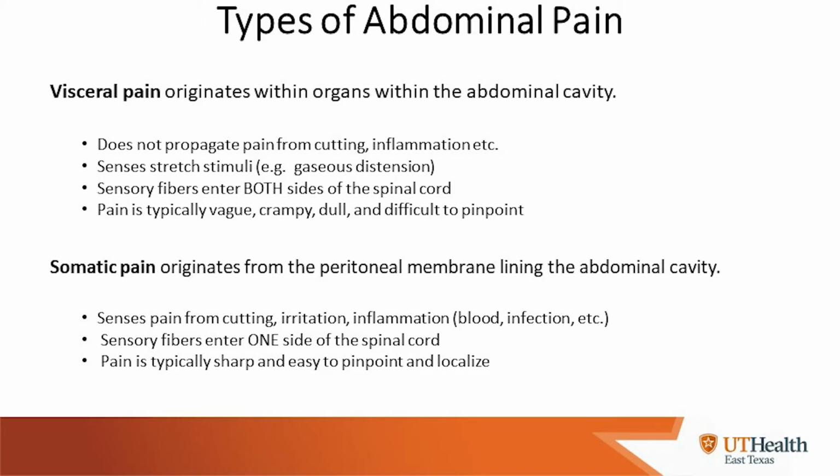Somatic pain, however, originates from the membranes that line the abdominal cavity, the peritoneum. The pain sensory fibers originate from the peritoneal membrane. And this does send signals from cutting, irritation, and inflammation. The sensory fibers enter one side of the spinal cord, and allows you to precisely pinpoint where the pain is. And I'll use appendicitis as an example. In early appendicitis, as the appendix becomes more and more distended and more inflamed, typically you have a vague abdominal pain, which is situated around the umbilicus.